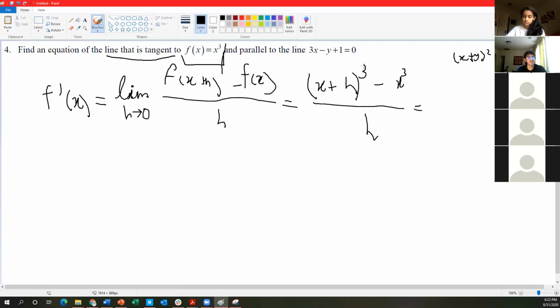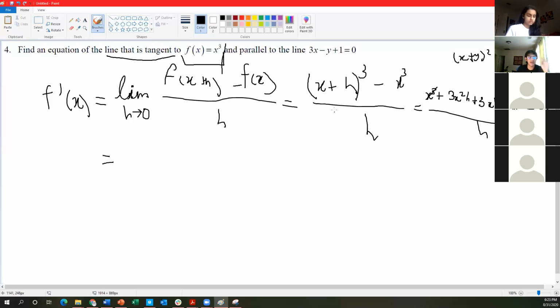Similarly, for x plus h whole cubed, we would have x cubed plus 3x squared h plus 3xh squared plus h cubed. Do you see how that matches the coefficients? This is called Pascal's triangle, and that's what we use it for. And then minus x cubed, of course, and all of that divided by h. So x cubed minus x cubed go away, and we get 3x squared h plus 3xh squared plus h cubed. What would be a good option next?